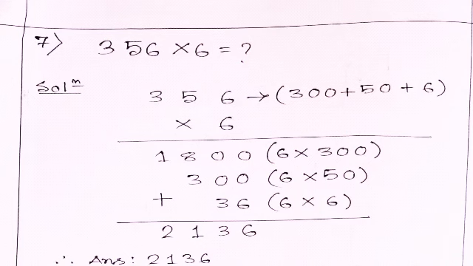It is our 7th question. The 7th question was, you have to multiply 356 by 6. I have already explained the process. Those who have not completed yet can complete it first, then check the answers with me.